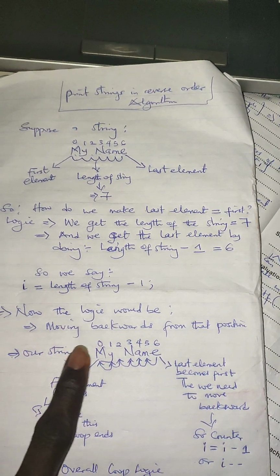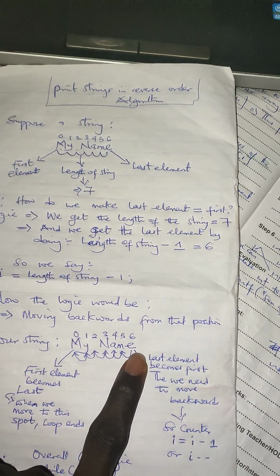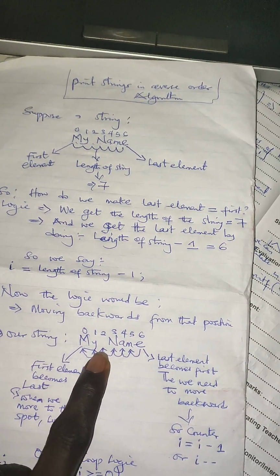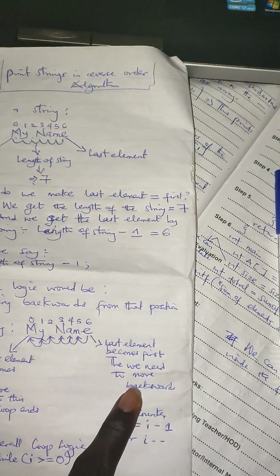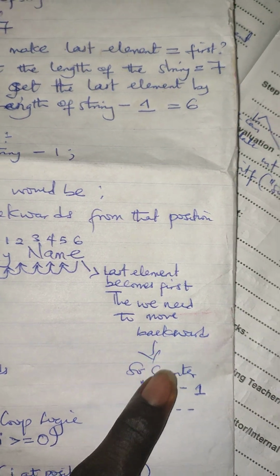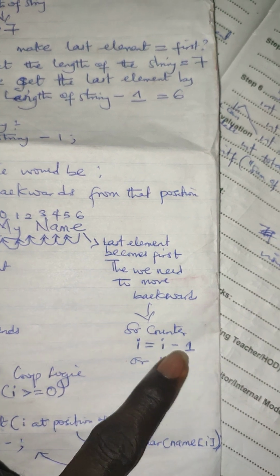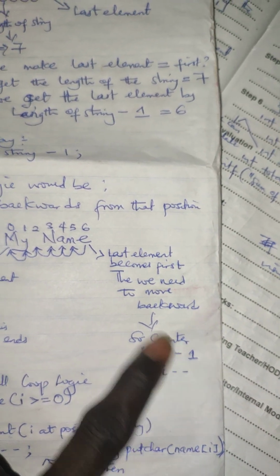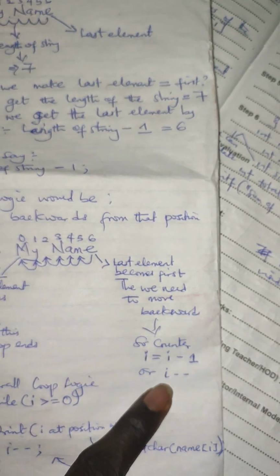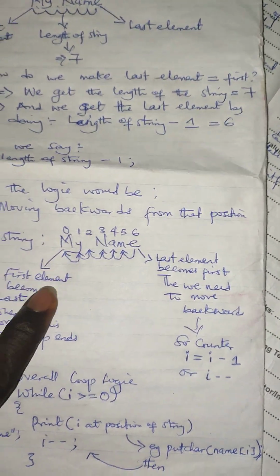Now the logic would be moving backwards from that position, just like we said. So our string, and then this character, now from 6 we'll go back to 5, 4, 3, 2, 1. So the last element becomes the first, then we need to move backward. So the counter will be I at that position minus 1. So if I is 6, 6 minus 1 will get 5. If I is 5, 5 minus 1 will get 4. If I is 4, 4 minus 1 will get 3, like that till we get to 0.